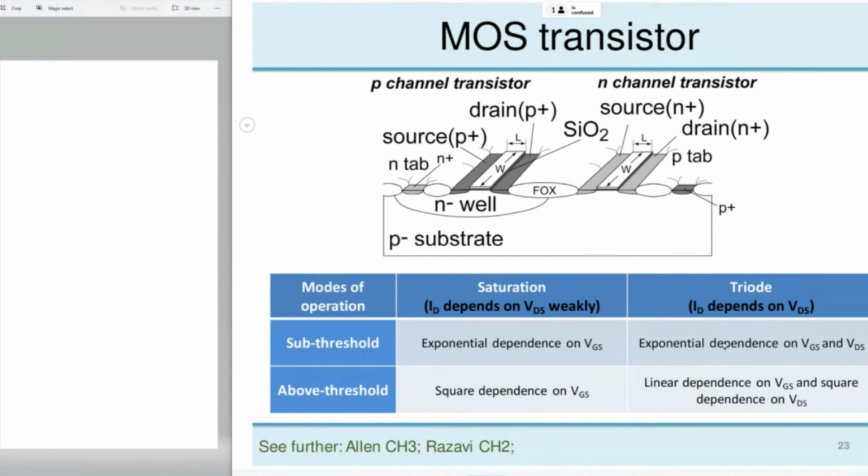Then if you are above threshold voltage, which is the mode of operation in normal electronics in most cases, with gate source voltage above the threshold voltage, then in saturation region there is a square dependence of the current on the gate source voltage, and in triode region, there is a linear dependence of the current on the gate source voltage and a square dependence on the drain source voltage.